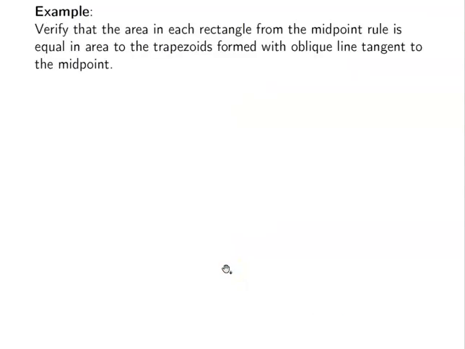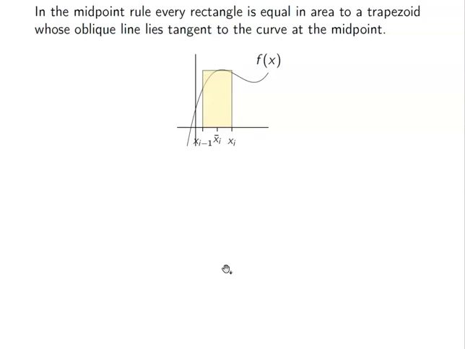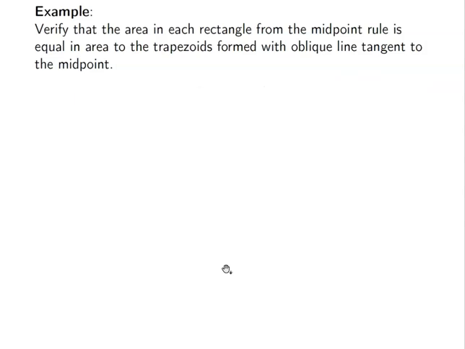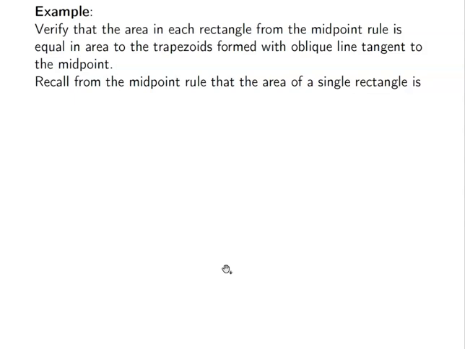So let's do an example. We want to verify that the area of each rectangle from the midpoint rule is equal in area to the trapezoid formed with that oblique slant line tangent at the midpoint. Basically, this example is to prove that this area and that area are the same, so that the midpoint rule rectangle and the tangent-at-the-midpoint trapezoid have the same area. That's what we're doing here. So remember, from the midpoint rule, if we're looking at just a single rectangle, that's really what we're going to do.